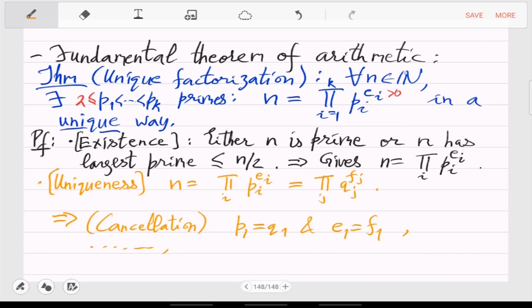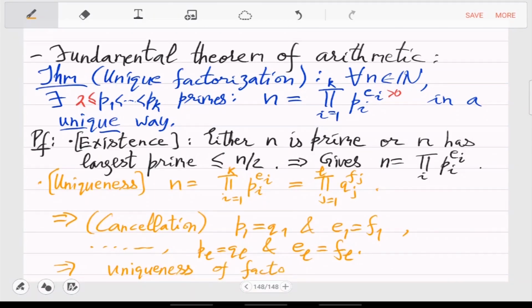So say here you were doing I1 to K, and here it was J1 to L. So you will deduce PL equal to QL and EL equal to FL, which implies uniqueness of factors. Is this clear? Any questions at this point?